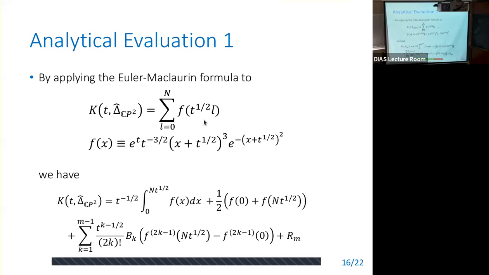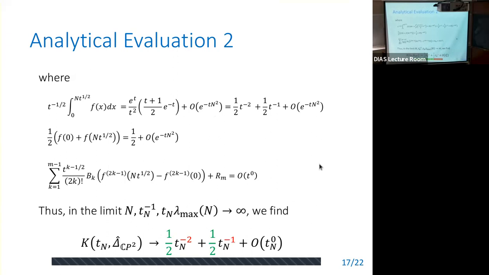So first, we rewrite the argument of the sum as such. And rewriting in this way allows us to apply the Euler-Maclaurin formula to the sum, and that's what's shown here. So the sum gets split into an integral of f(x), and derivatives of f. And each of these terms can be evaluated as shown here. And when we take the double scaling limit, as N goes to infinity, we again recover the continuum case where A0 equals 1/2 and A2 equals 1/2.